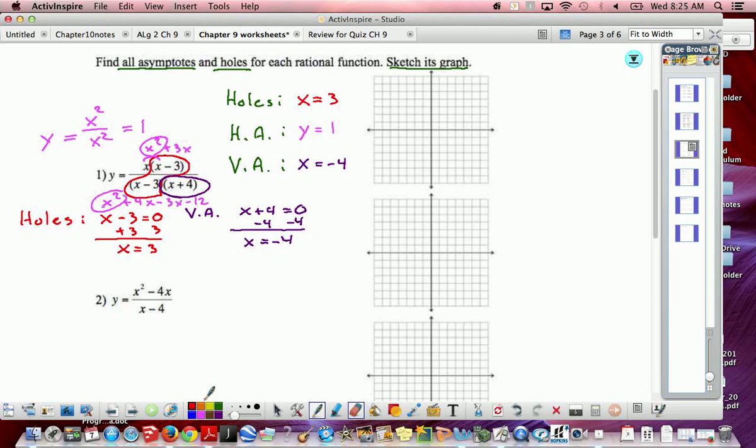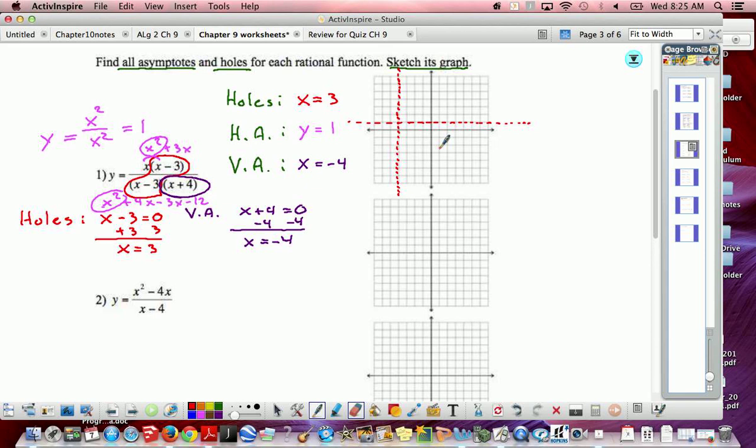Now, once I have these identified, I can start sketching the graph. The first thing I start with is the horizontal and vertical asymptotes. I have a horizontal asymptote at 1. I have a vertical asymptote at negative 4. Now the question becomes, does this rational function belong in quadrants 1 and 3, or in quadrants 2 and 4? Because we know that it's going to be an inverse function, so it's going to be in one of those sets of quadrants. So how do I go about finding it?